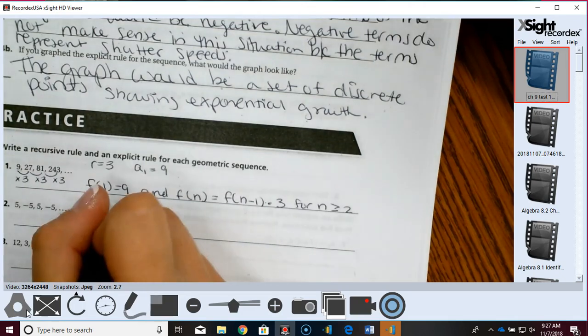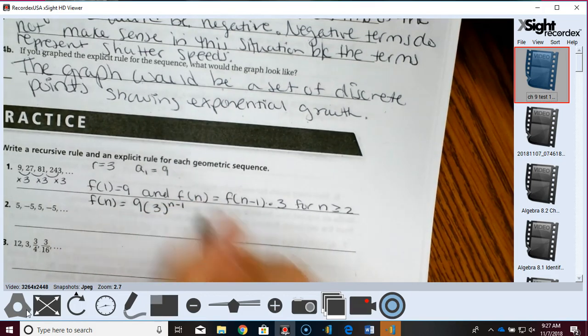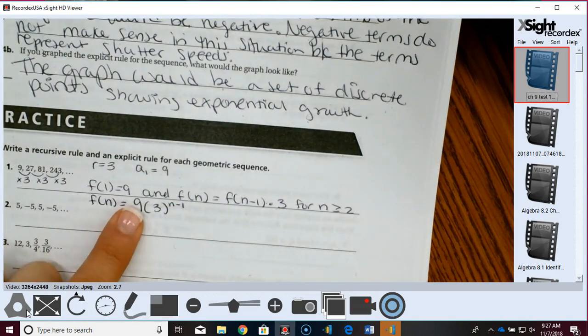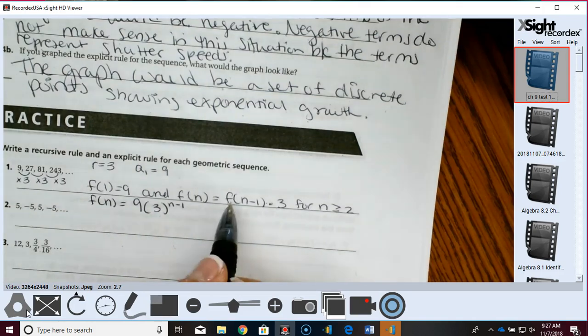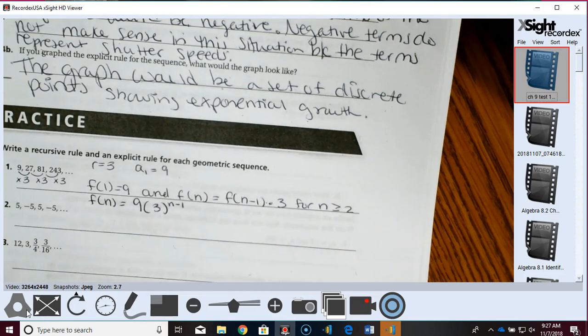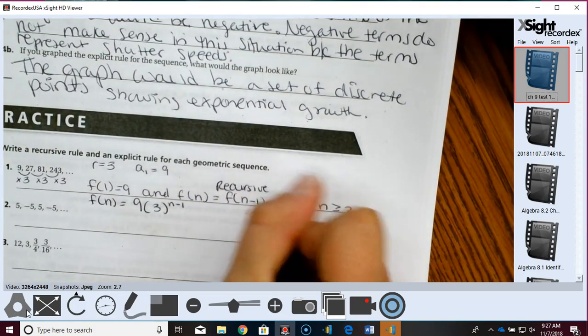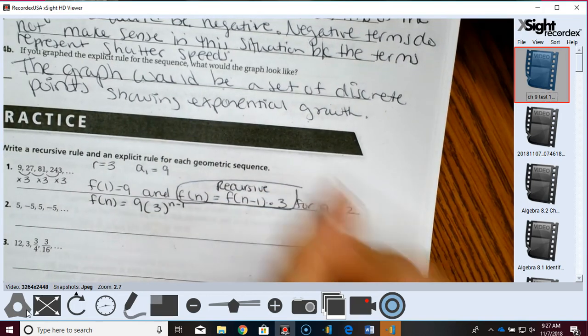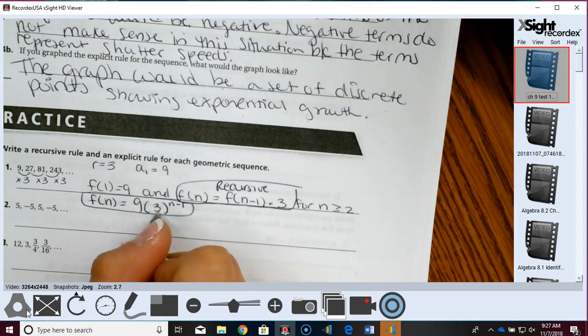So we're going to get f of n equals 9 times 3 to the n minus 1. First term times the common ratio to the n minus 1. The recursive rule is the answer before it times 3. The explicit rule, right, this is recursive: the answer before it times 3. The explicit rule is term 1 times your common ratio to the n minus 1.